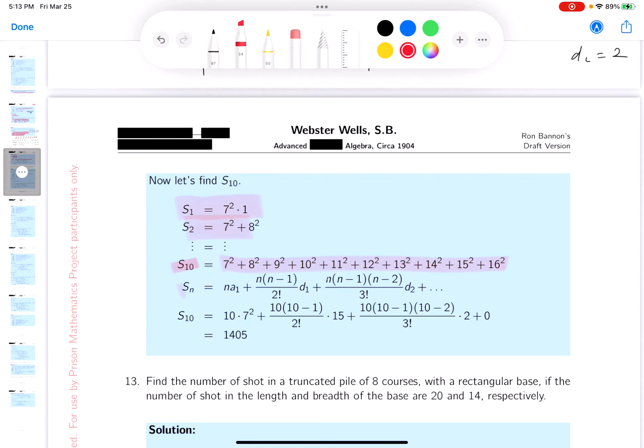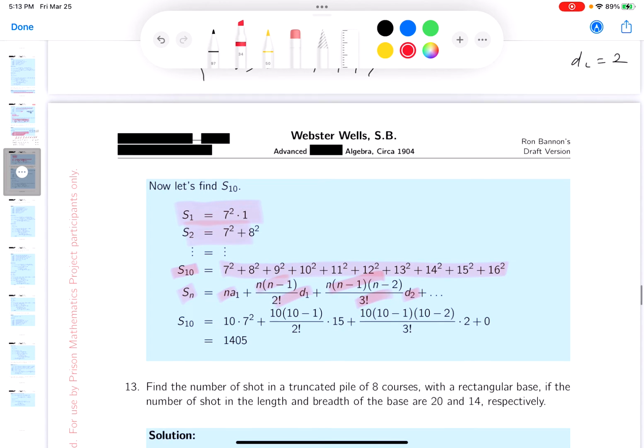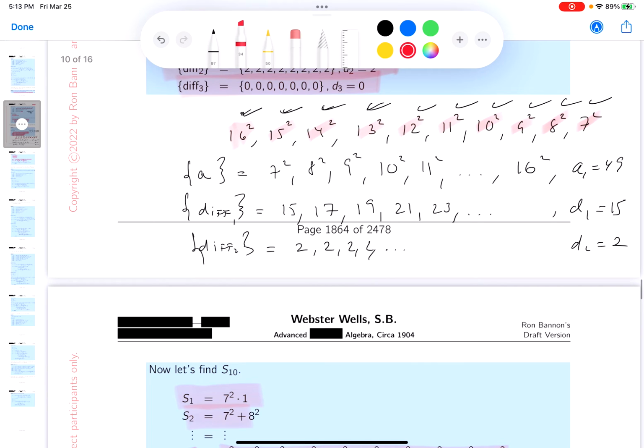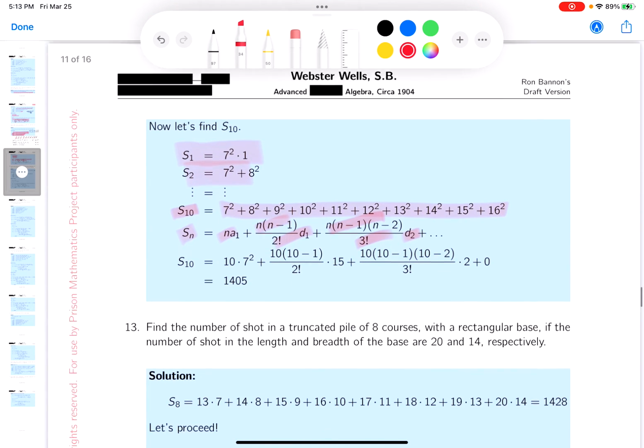I'm going to write the formula down now, Sn. What's that going to be? And it goes on, but this is the formula over here. It's going to peter out, though. When does it peter out? Well, let's take a look at it. At D3, D3 is 0. So we just go to D2.